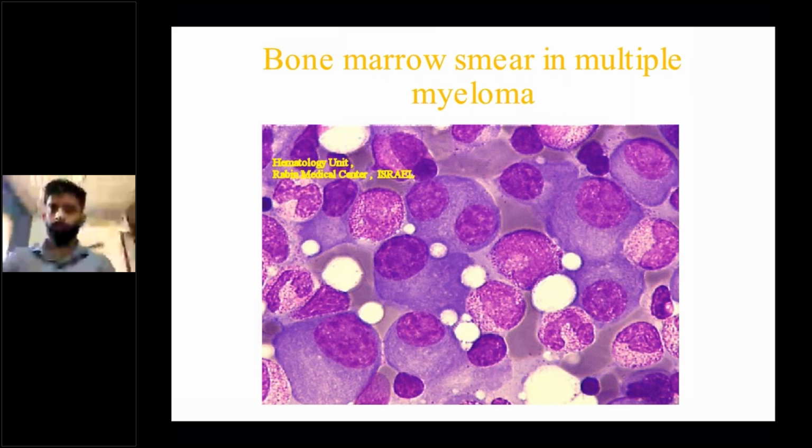Here you see a bone marrow smear. This is a bone marrow biopsy of multiple myeloma. You can see the proliferation of plasma cells here. These are the plasma cells here. These are lymphocytes and these are plasma cells.